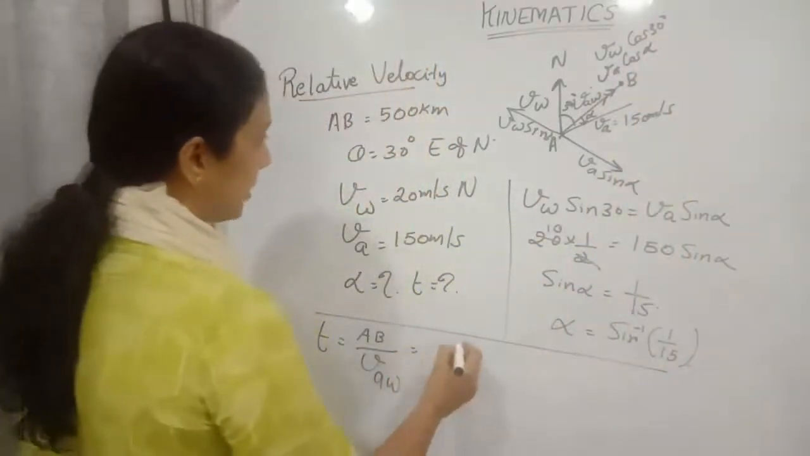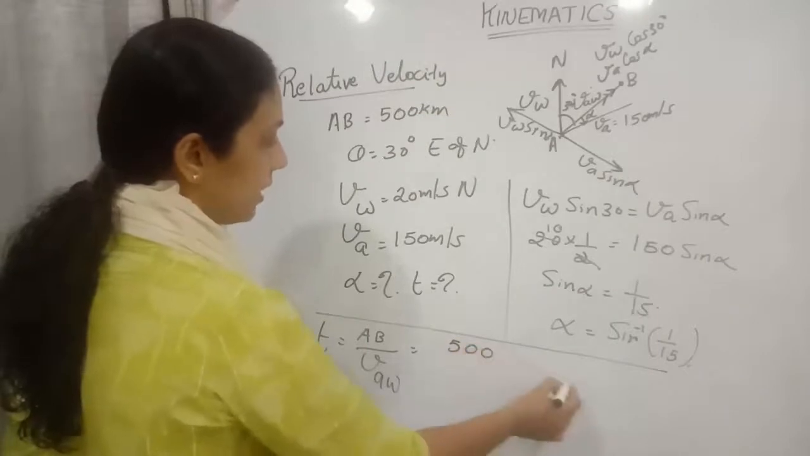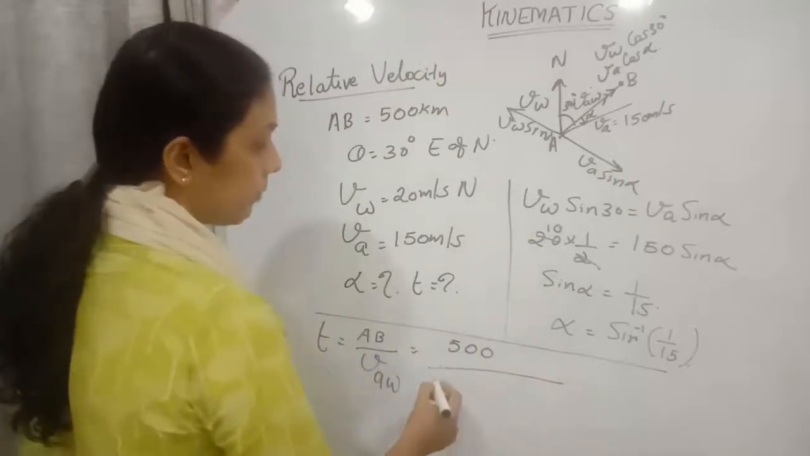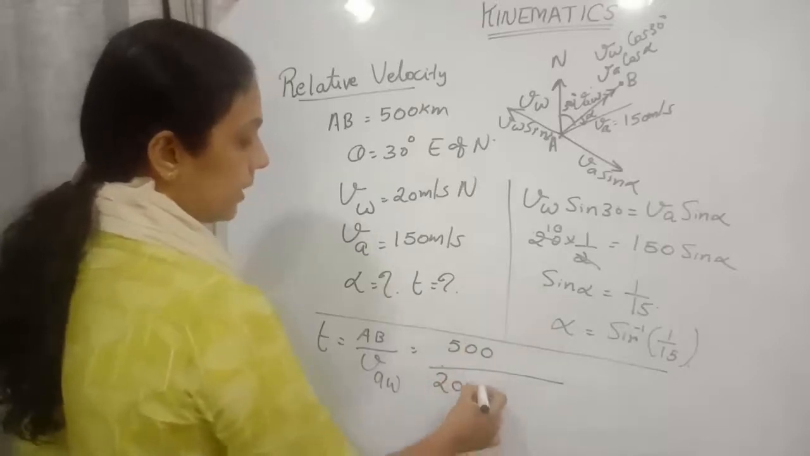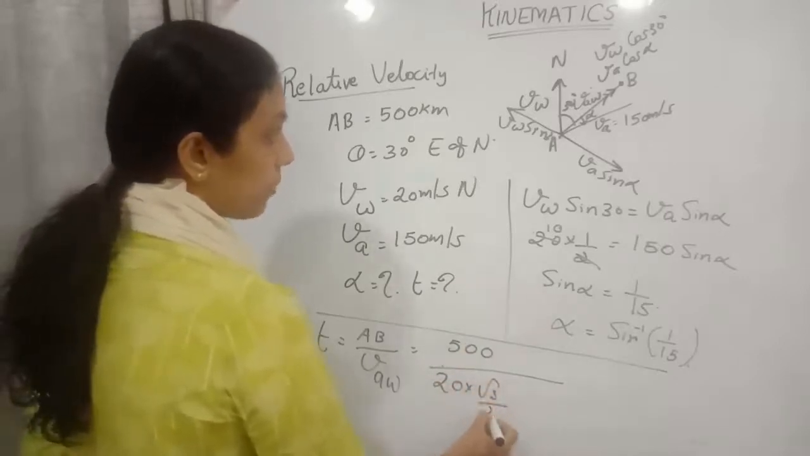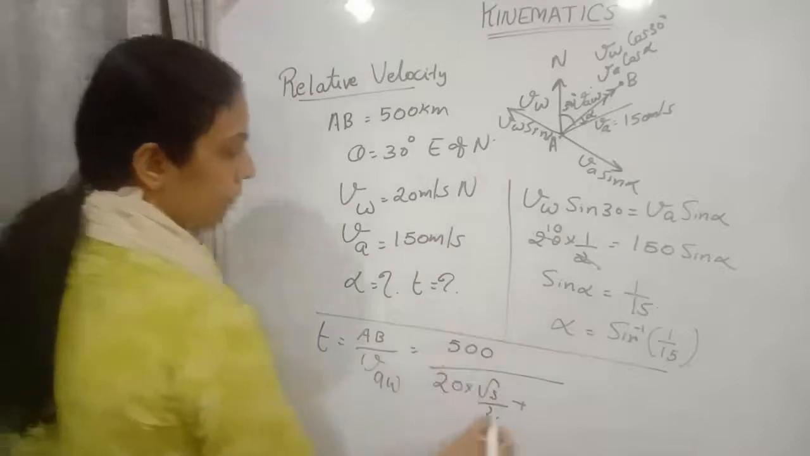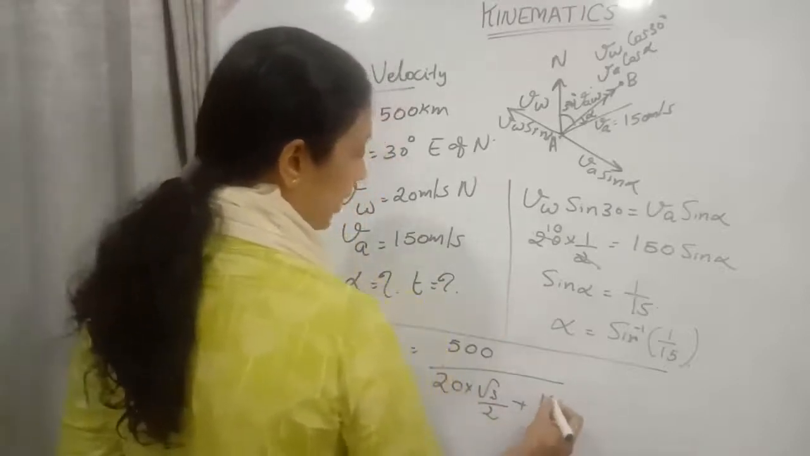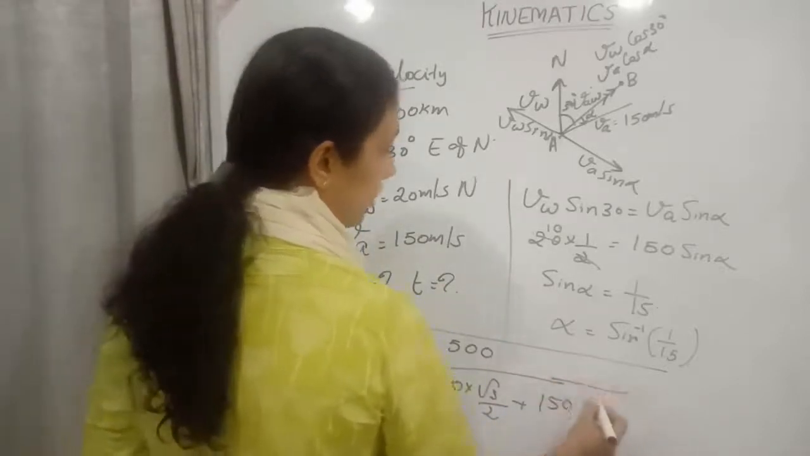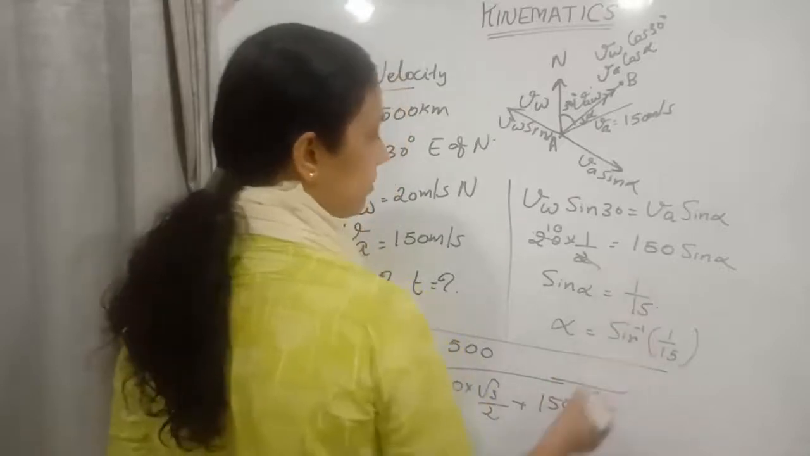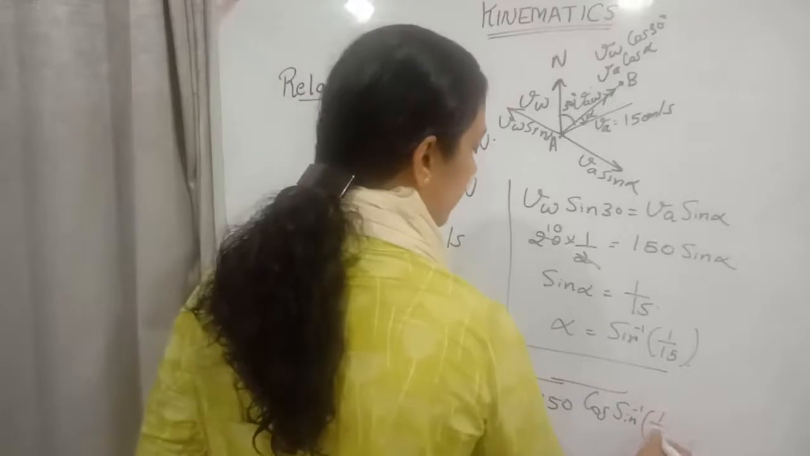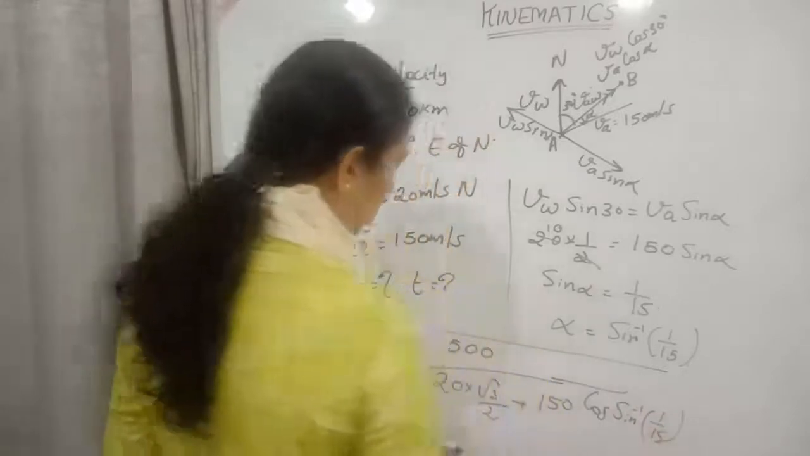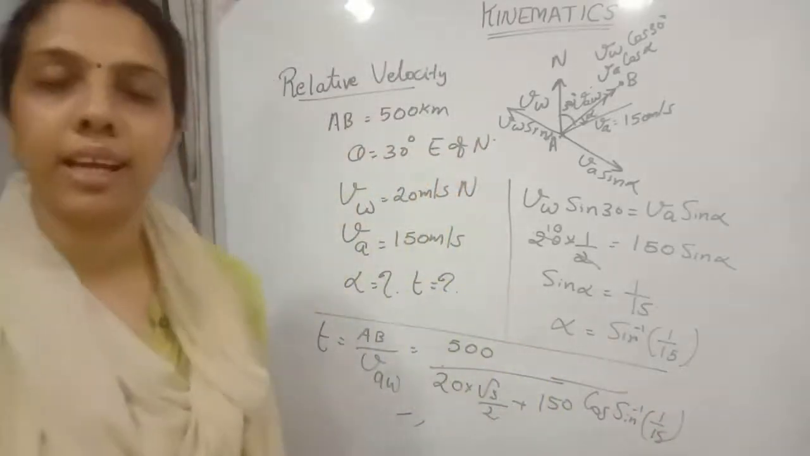So AB distance we know it is 500 divided by VW cos 30. VW is 20, cos 30 is root 3 by 2 plus what is VA? VA is 150. Cos of alpha is sin inverse 1 by 50. So when you are solving this one, you will get the final answer.